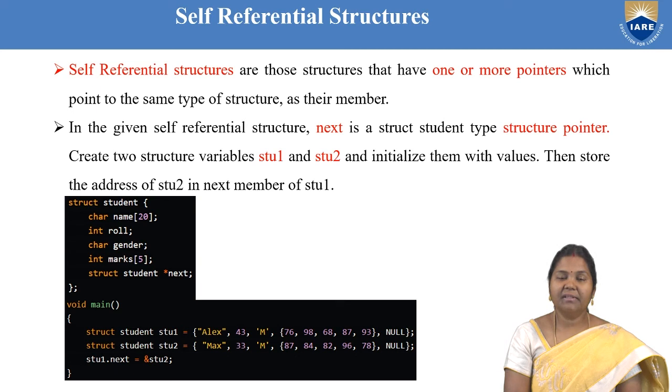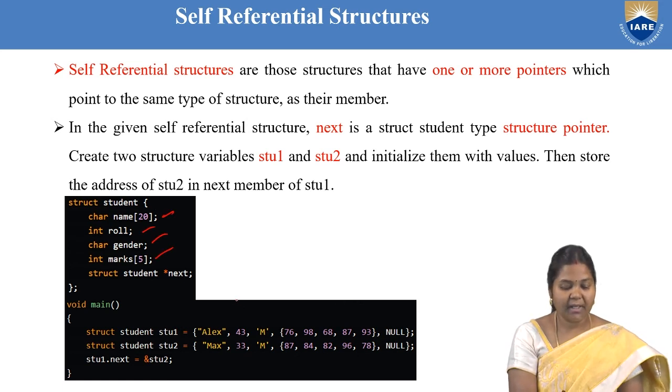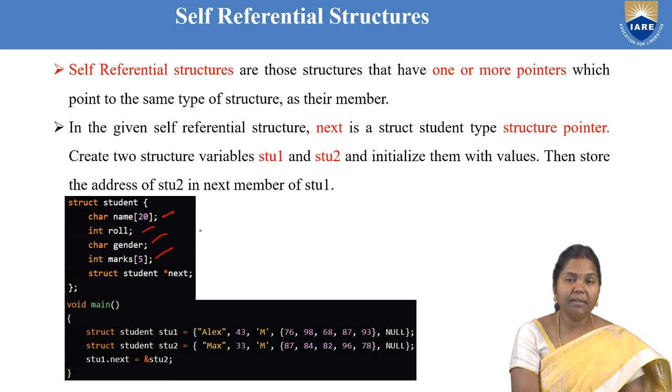Now self-referential structures are those structures that have one or more pointers which point to the same type of structure as their members. Let us understand the self-referential structure called student. Student is a structure containing name, roll number, gender, marks. These are the simple structure members. And there is one more member which is a pointer to the same structure itself: struct student star next.